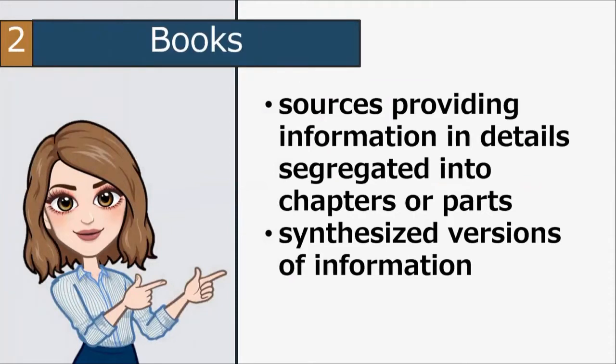Next are books. These are sources providing information in detail segregated into chapters or parts. These are synthesized versions of information. Books are very familiar sources of information, as we all know. Information from books is presented or arranged according to the similarity of the content. It is very easy to get the data from books, for they are usually published and manufactured. So we do not have a problem in getting information from this kind of source, or from books.